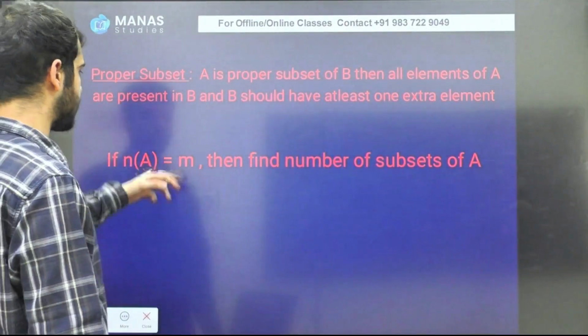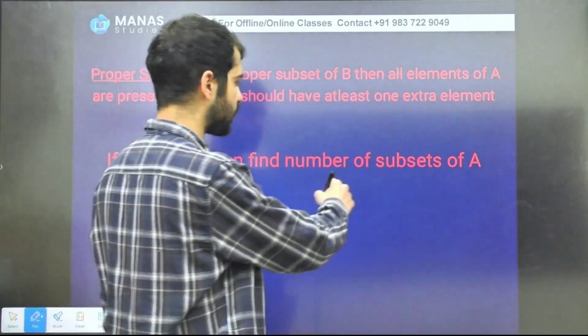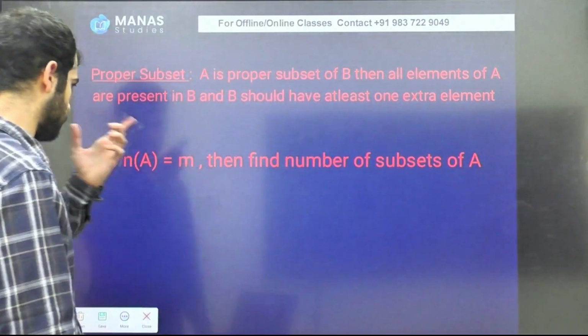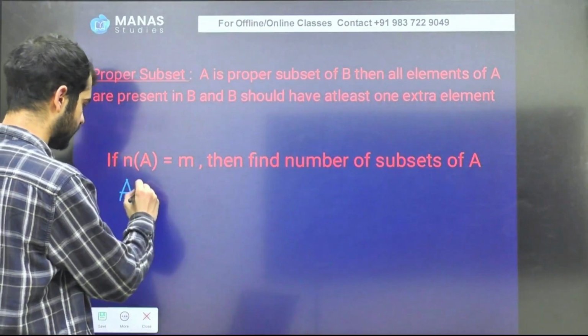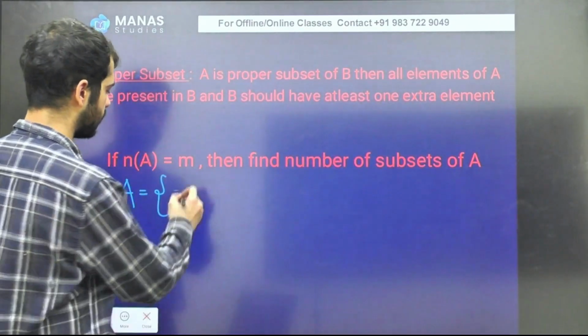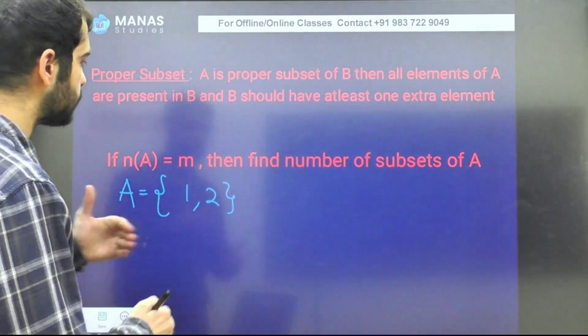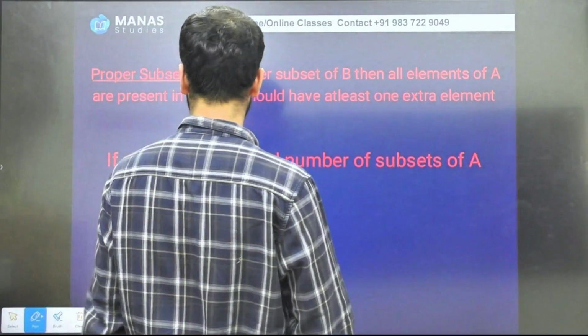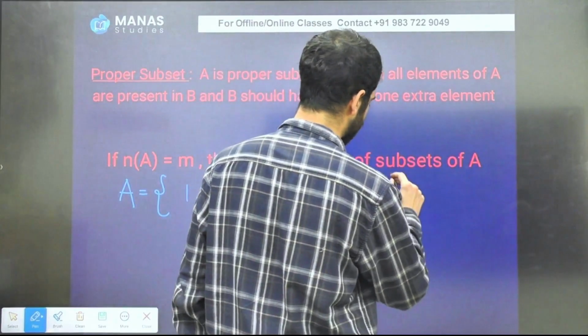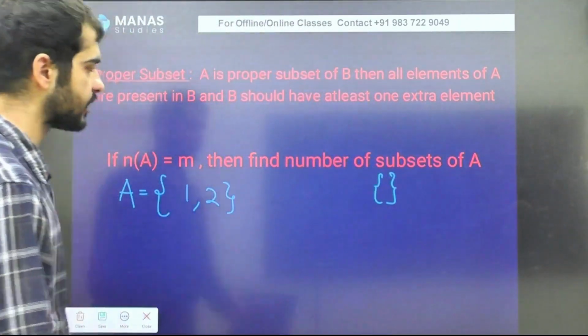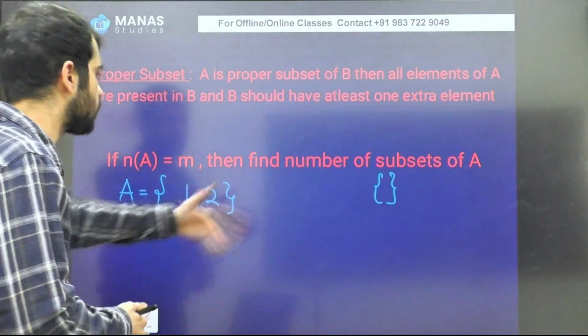If the number of elements in A is m, then we have to find the number of subsets of A. So before solving this, let's look at a particular example. Let's say A contains two elements, 1 and 2. Now we are going to write down all the possible subsets. One possible subset of A is going to be a null set. That is an empty set, because the empty set is going to be present in all the sets.